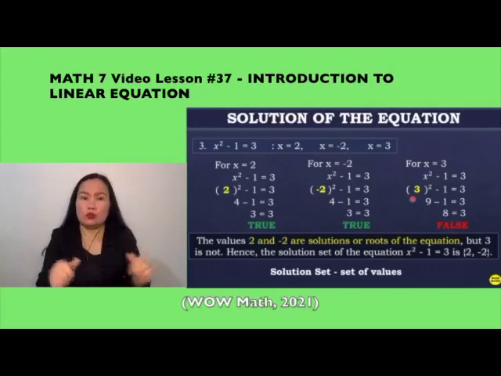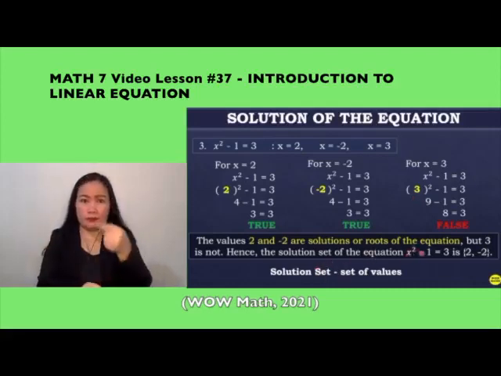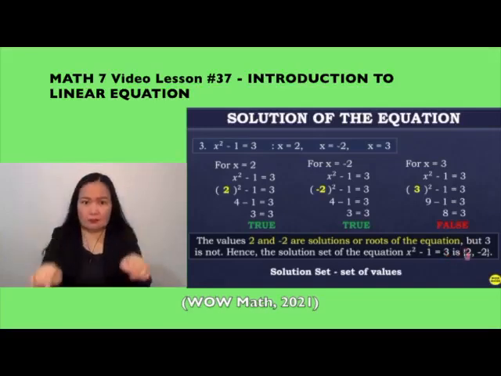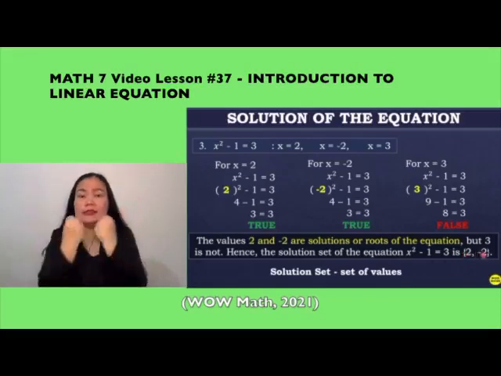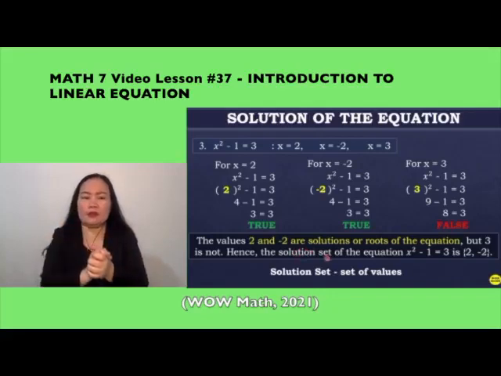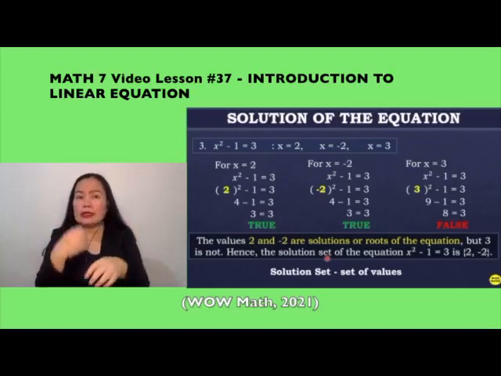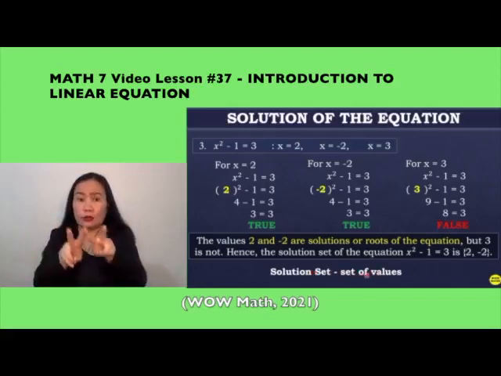Ang solution set kasi, kaya siya tinawag na set, kasi ibig sabihin, hindi lang isa. Okay? So, the solution set of the equation x squared minus 1 is equal to 3 is... Ito po siya, tingnan nyo po kung paano siya sinusulat. Is 2, negative 2. Kasi dalawa po yung sagot natin. So, ang tawag po sa kanya is solution set, hindi na solution. Pag solution, isa lang. Okay? So, solution set, ibig sabihin, hindi lang po isa ang sagot. So, when we say solution set, ito po yung set of values. Ibig sabihin, hindi lang po isa ang solution natin.